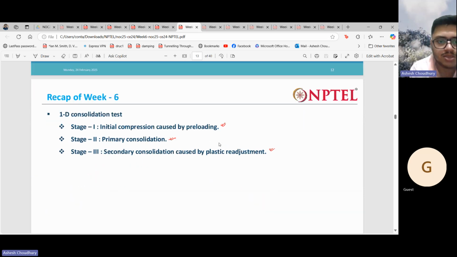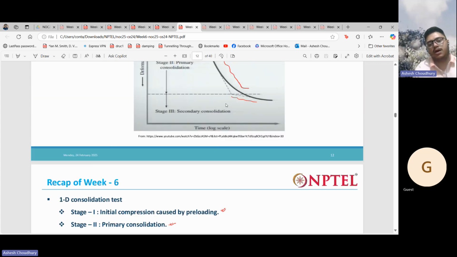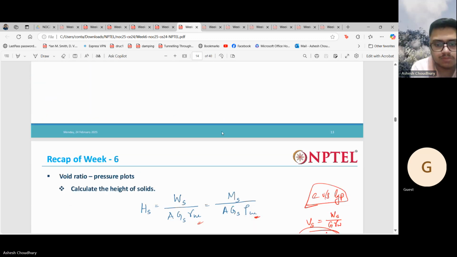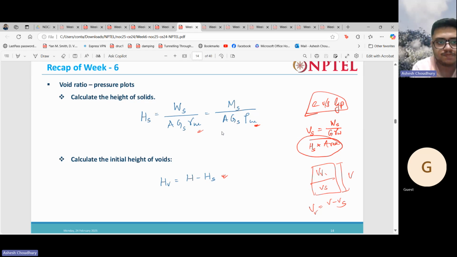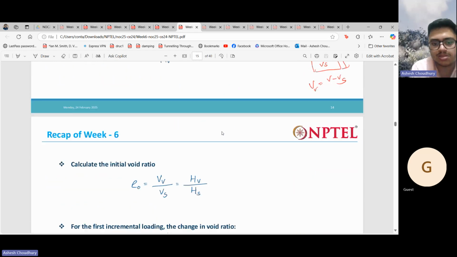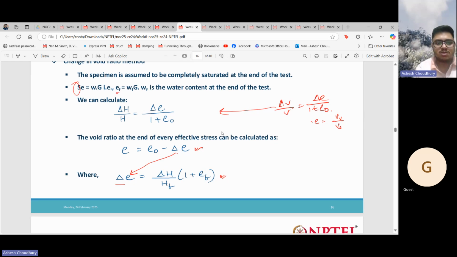Secondary consolidation, so initial compression caused by preloading, then you have primary consolidation, then you have the secondary consolidation here, that is the plastic readjustment. Okay, so how to get these void ratio pressure plots, we discussed this. I'm not going to repeat it again and again.